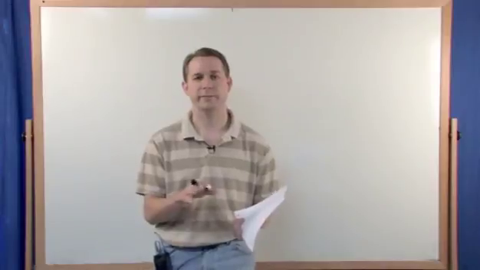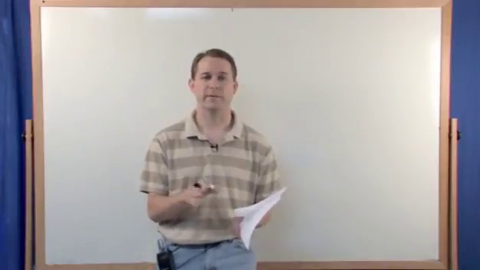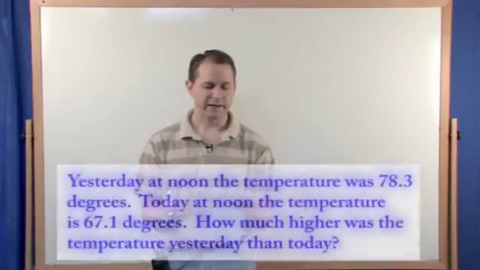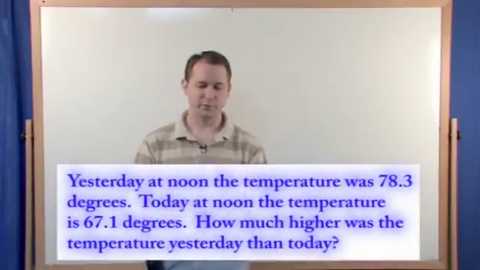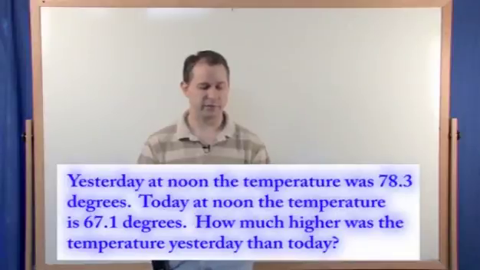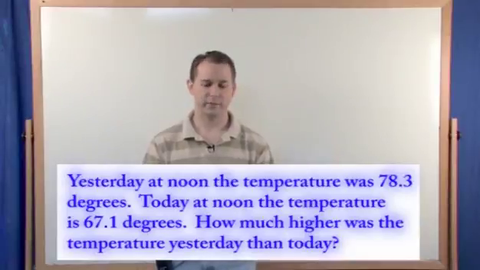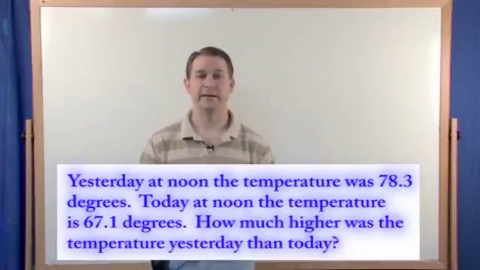So let's go ahead and work some problems in this section, and they're all going to involve decimals, and we'll get some practice with that. The first problem says, yesterday at noon, the temperature was 78.3 degrees. Today at noon, the temperature is 67.1 degrees. How much higher was the temperature yesterday than today?